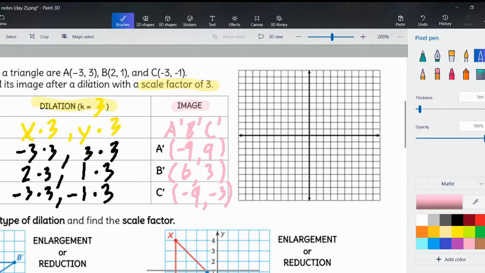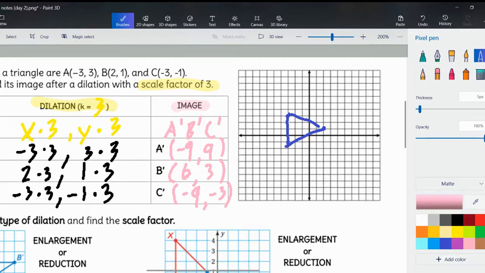Okay, so our pre-image, what we started with, our blue one, was at -3, +3. So there's a point there. 2, 1 is our next point. And -3, -1 was our last one. Let's see how many tries it takes me to connect those. You know, that's not the best. Okay, that's not the best either, but it's workable. We'll use it. Okay, so that's our pre-image.